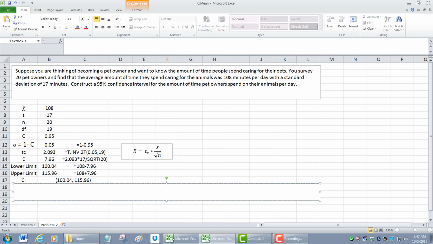And now we're going to write our conclusion. We're going to say that we are 95% confident that the true population mean amount of time people spend caring for their pets is between 100.04 and 115.96 minutes per day, or roughly between 100 minutes and 116 minutes per day.